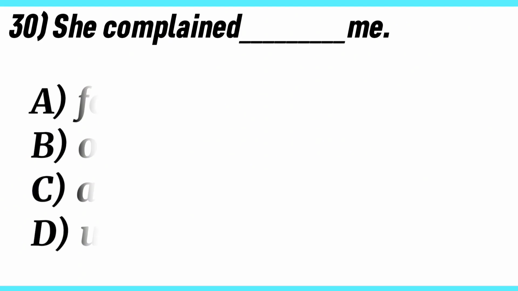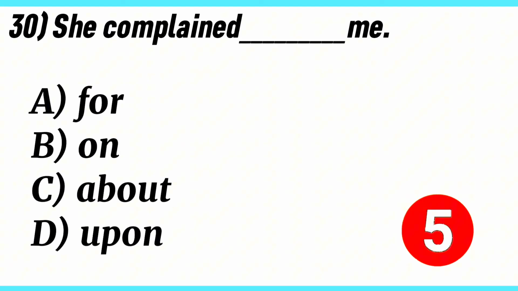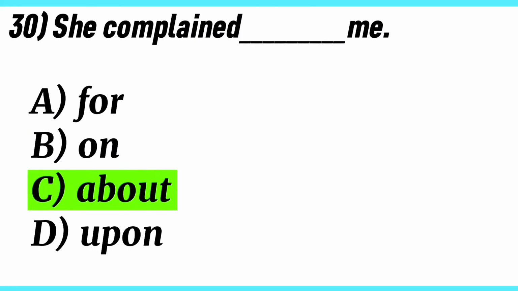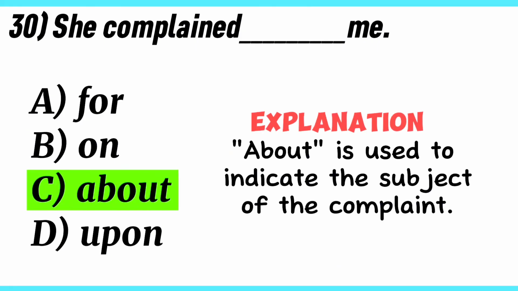She complained dash me. The correct answer is option C, about. Explanation: about is used to indicate the subject of the complaint.